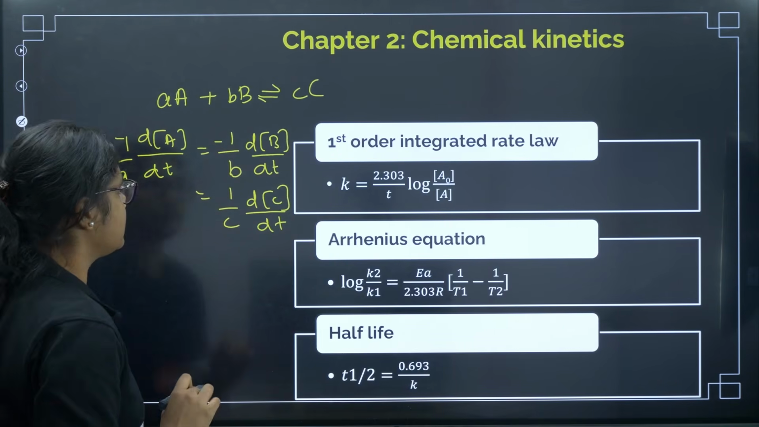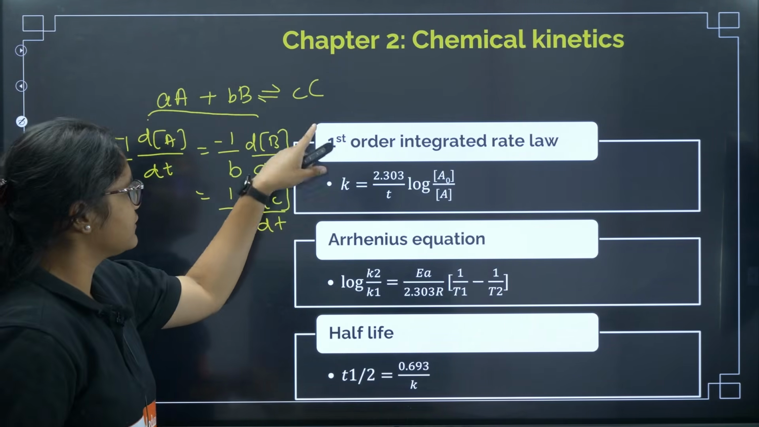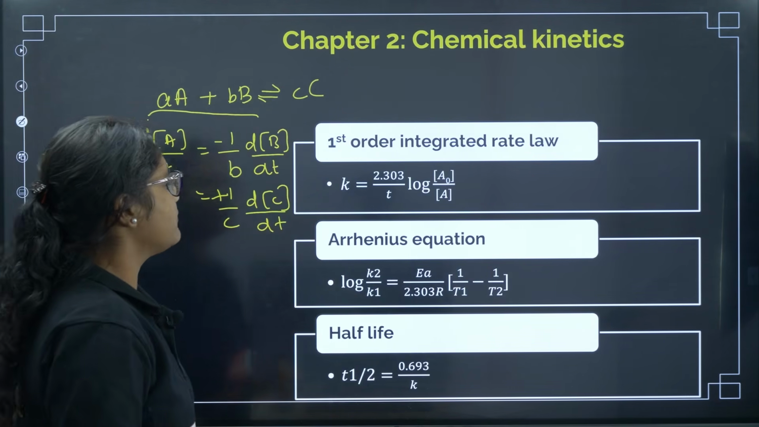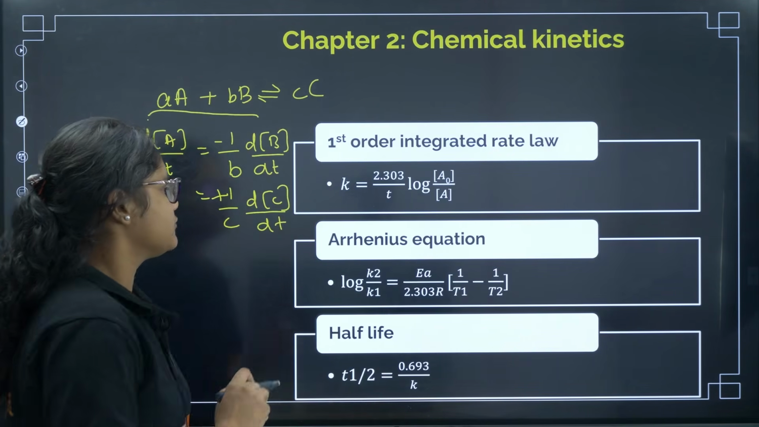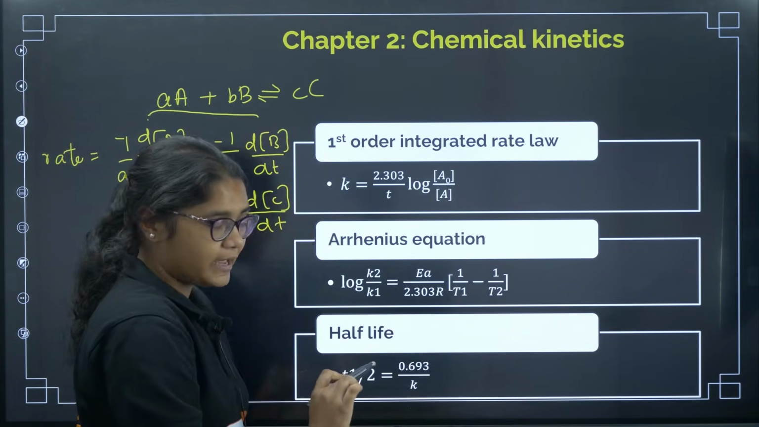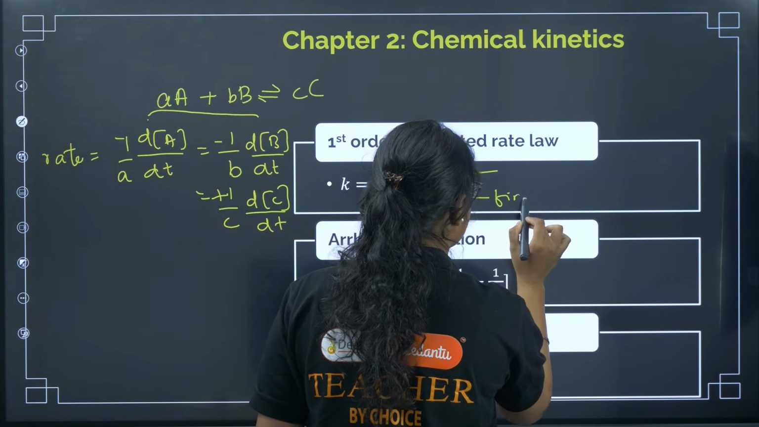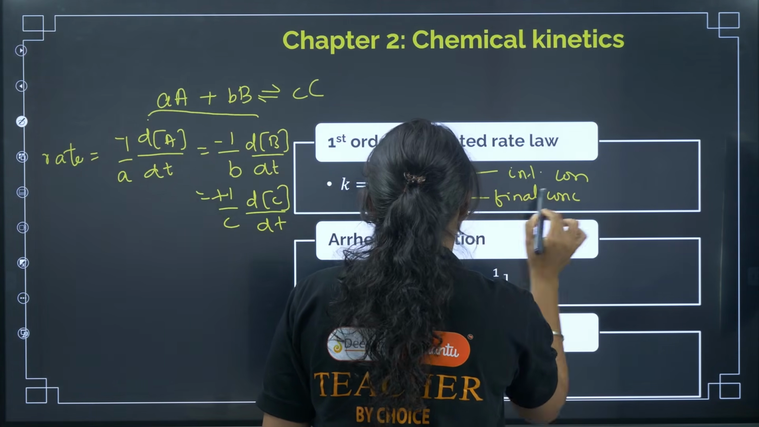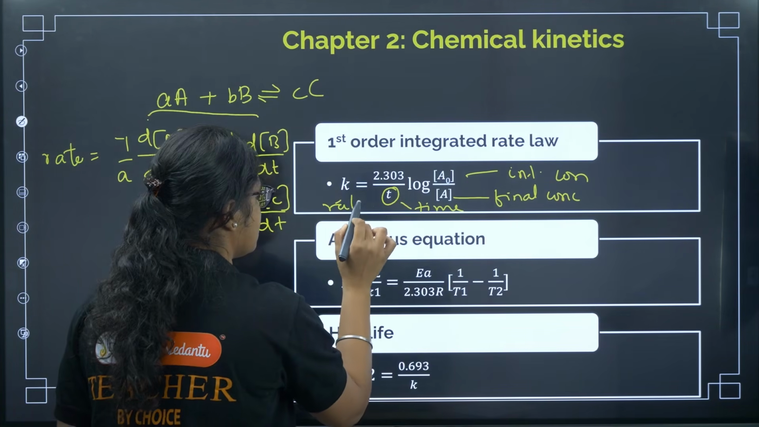Now here you have to remember that for reactants we have to use the minus symbol and for the products we have to use positive symbol. Okay, so that is done. Now coming to integrated rate law, for 0th order and for first order, you must remember. For first order it is k equal to 2.303 by t log of A naught by A, where A naught is the initial concentration, A is the final concentration, t is the time and k is your rate constant.